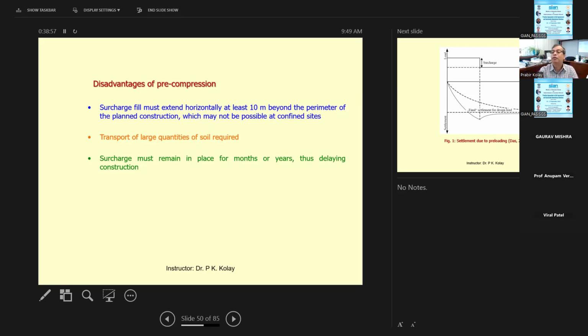So sometimes we don't have time, so we need to do the construction faster. So what we need to do is accelerate the rate of consolidation. There are different methods. We're going to talk about that using the vertical drain. So you will be using either sand drain or band drain or PVD.